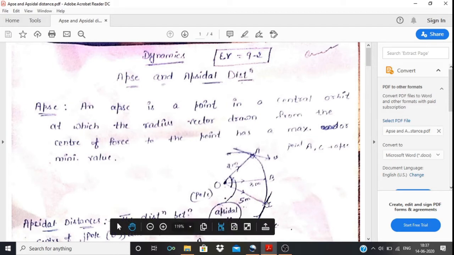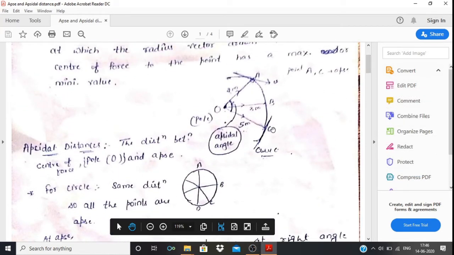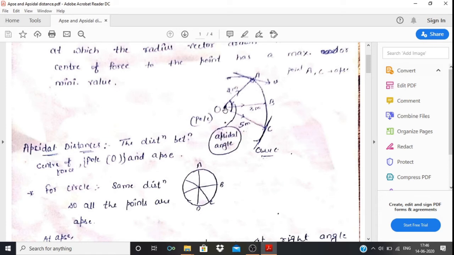Let ABC be any curve. These are 3 points on the curve. Let O be the center of the force. I will take these distances as 2 cm, 3 cm and 5 cm. As we see from this figure, this distance of 2 is the minimum distance and this distance of 5 is the maximum distance.